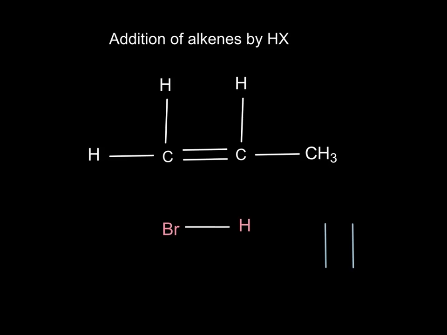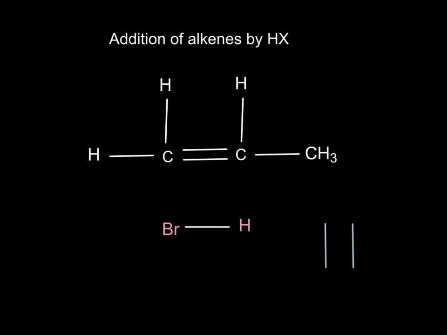Then, which should be the correct product? The answer is both of them. With 2-bromopropane being the major product, while 1-bromopropane is the minor product. Then, how can we predict which is the major product? Markovnikov rule can help us.